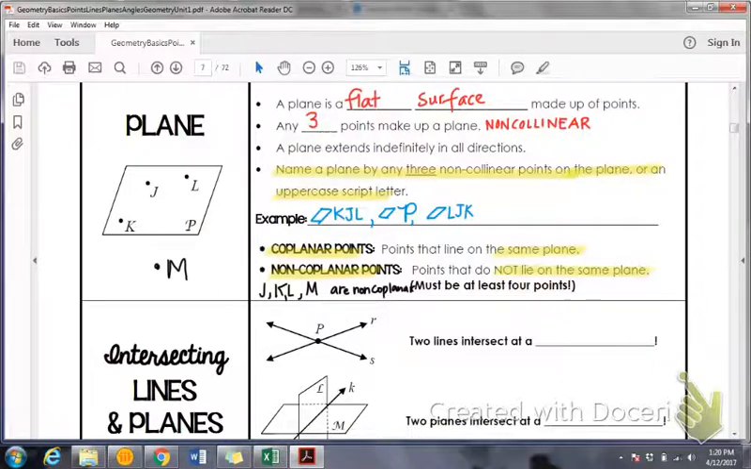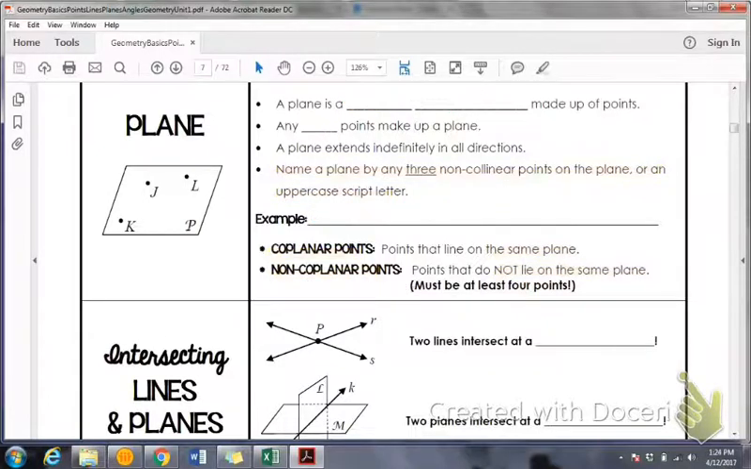Intersecting lines and planes. So last thing before we do some practice problems. Two lines intersect at a point, right? Look at these two lines over here. They're crossing. The word intersect means to cross, right? You pull up to an intersection. They're crossing right here. You guys see that? And that's point P. So two lines intersect at a point.